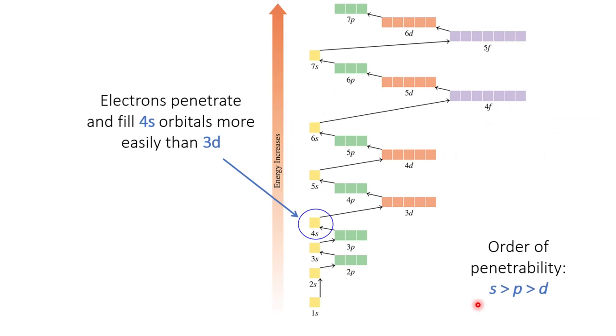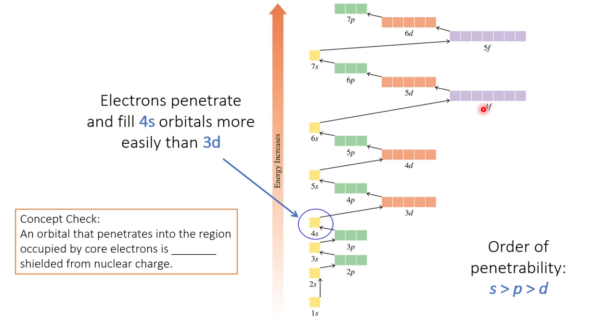This penetrability becomes really important when we start talking about upper energy levels. Electrons penetrate and fill 4s orbitals more easily than 3d. This is a weird thing that we start to see. So 1s, 2s, 2p, 3s, 3p, that's all normal. And then instead of going to 3d, we go to 4s, then 3d, 4p, 5s, 4d. So this zigzag pattern is how the electrons fill these orbitals.